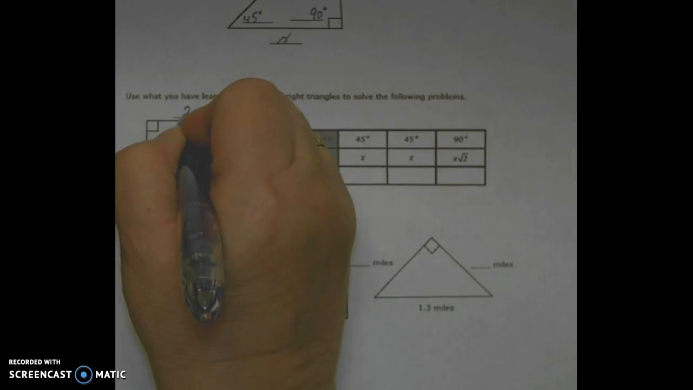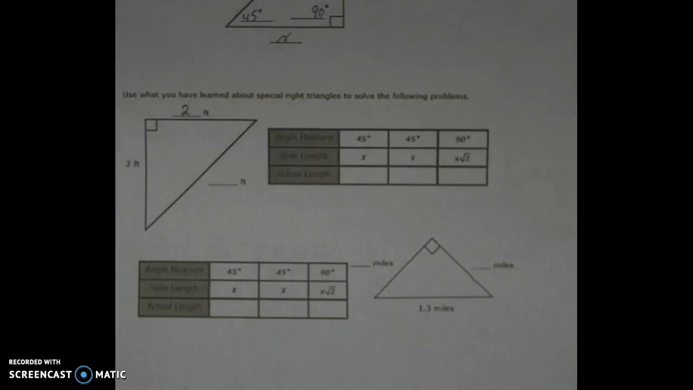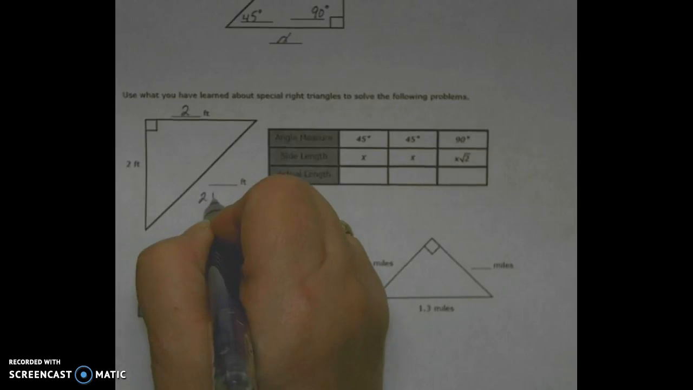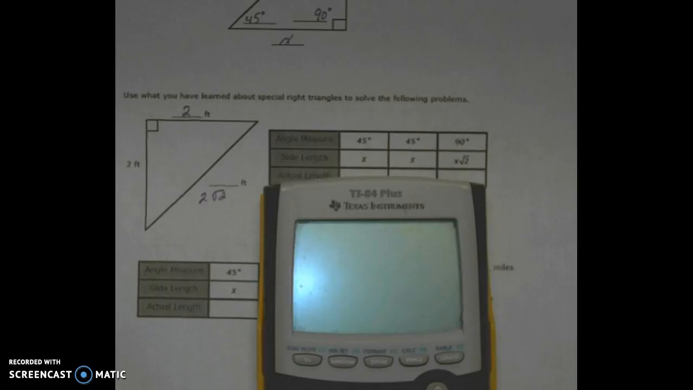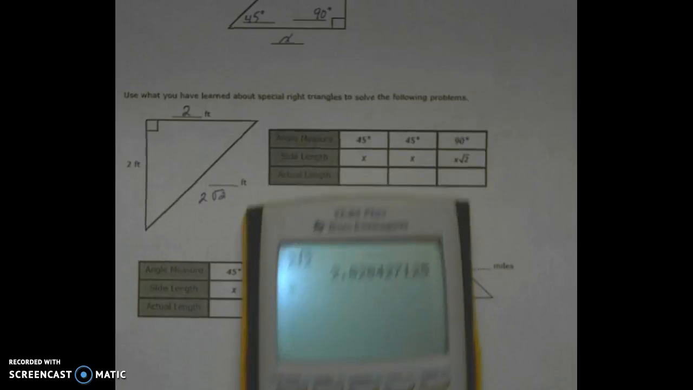If I'm looking at an actual example question, if I have a leg of length 2 feet, I know that the other leg will be the same, 2 feet, and the hypotenuse will be 2 times the square root of 2. Since I'm measuring in feet, I'd want to find out what that value is. So in my calculator, I would type in 2 times the square root of 2, and that gives me a value of about 2.83 feet.